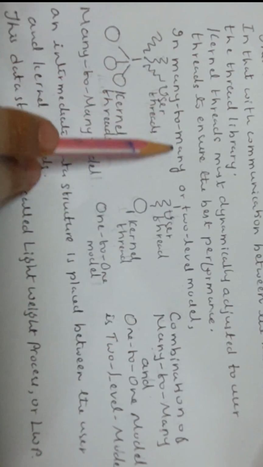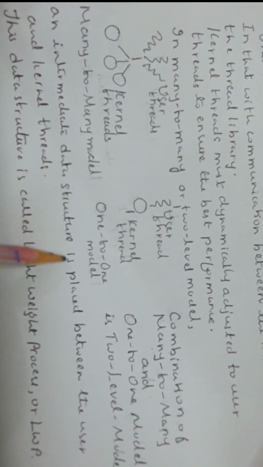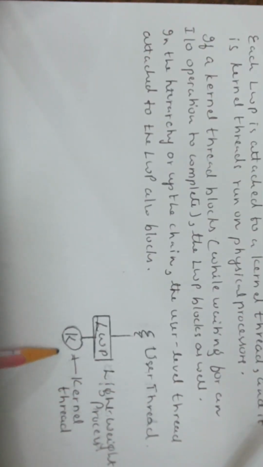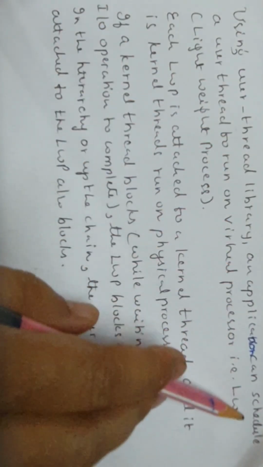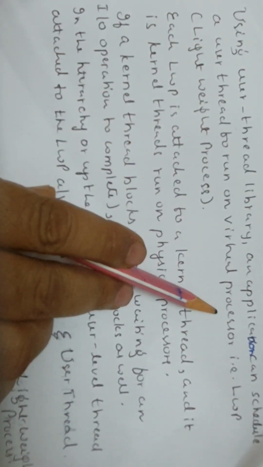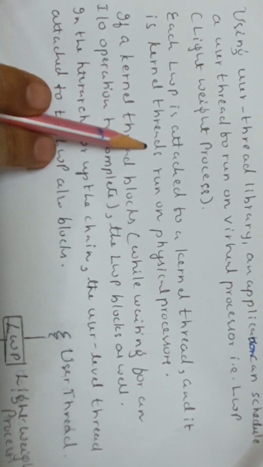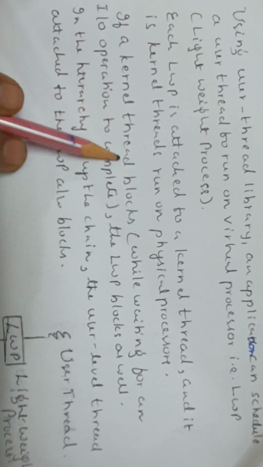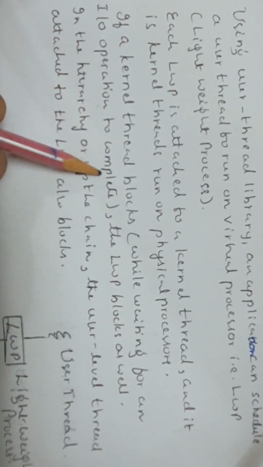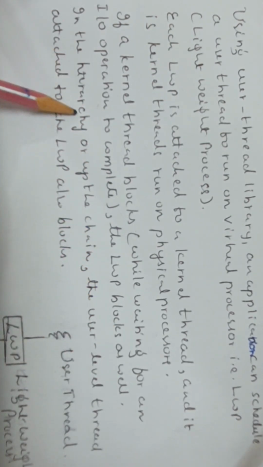Okay. So in many-to-many or two-level model, an intermediate data structure is placed between the user and kernel threads. The data structure is called a lightweight process or LWP. So between this user thread and kernel thread, one data structure LWP is placed, its name is lightweight process. Using the user thread library, an application can schedule a user thread to run on a virtual processor, that is LWP, lightweight process. Each LWP is attached to a kernel thread, and the kernel threads run on physical processors. If a kernel thread blocks while waiting for an IO operation to complete, the LWP blocks as well. In the hierarchy or up the chain, the user level thread attached to the LWP also blocks.